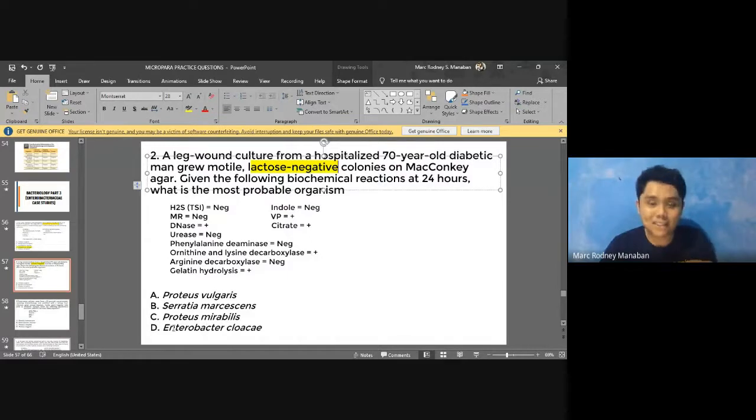Enterobacter. Take note, di ba? Enterobacter is a rapid lactose fermenter. EKE: Escherichia, Klebsiella, and Enterobacter. So wala na si Enterobacter. You're left now with Proteus and Serratia.